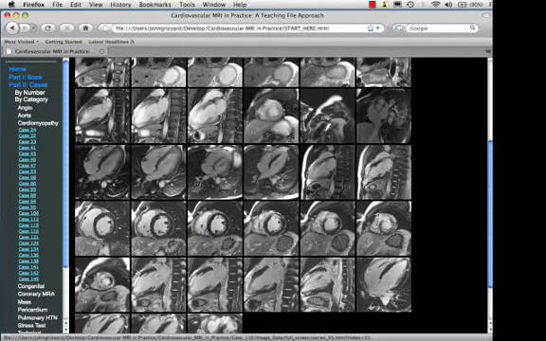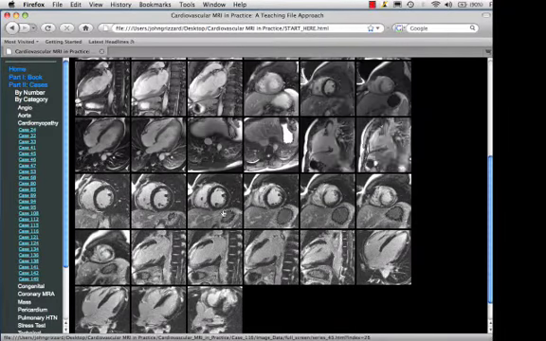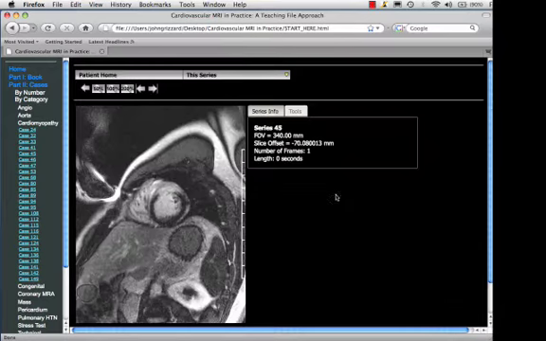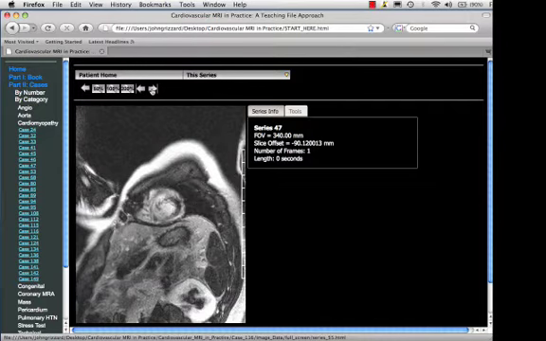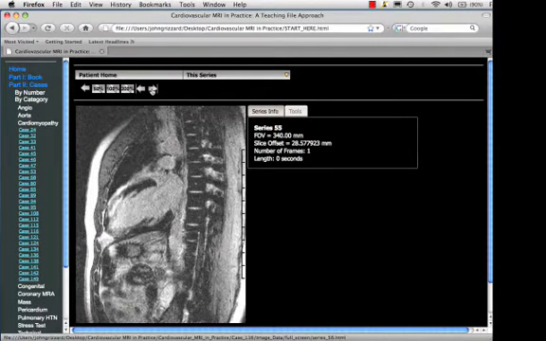Here again we have a short axis view showing the anterior wall uptake extending to the apex, and then the two-chamber view confirms the extensive uptake with sparing of the apex.